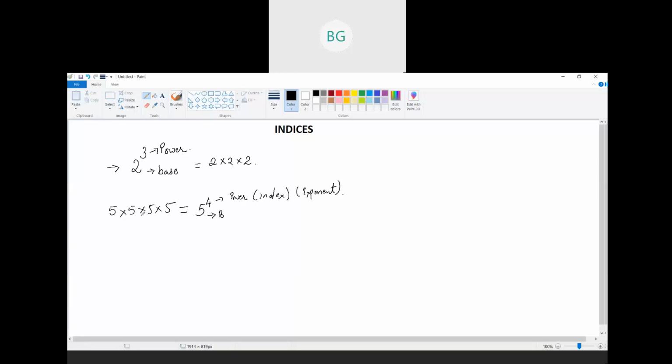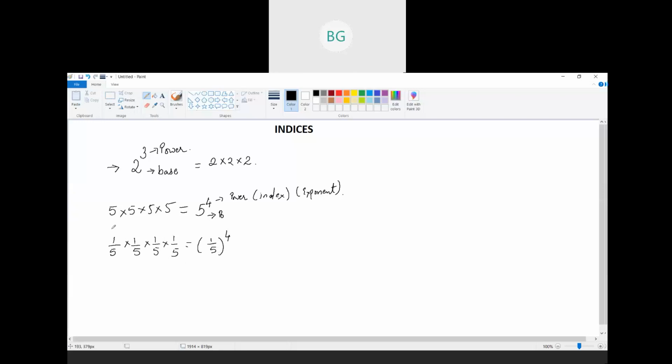Now we even have negative powers. When do we write negative powers? We write negative powers when it is in the denominator. For example, as we wrote 5 multiplied 4 times, if we write 1 upon 5 into 1 upon 5 into 1 upon 5 into 1 upon 5, this I can write as 1 upon 5 raised to 4, right? So this fraction can also be written in this form.